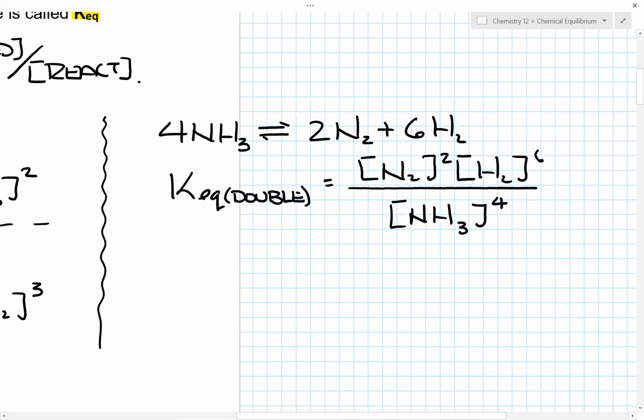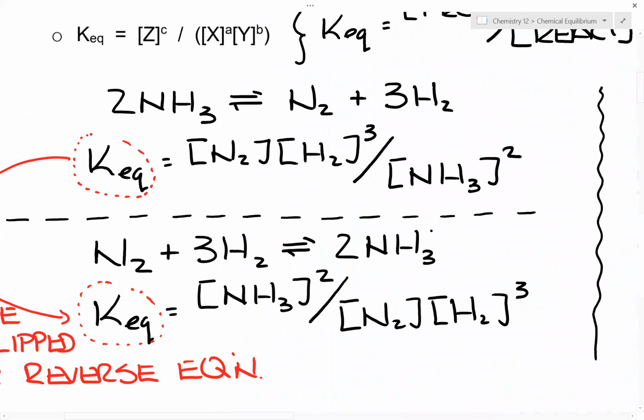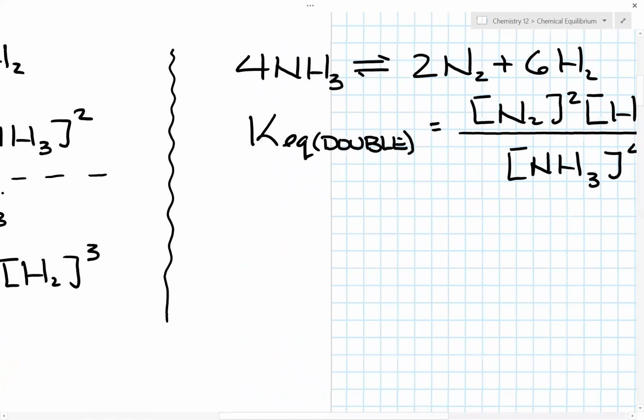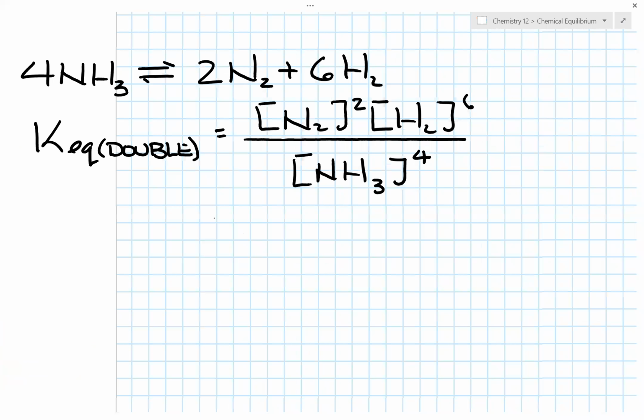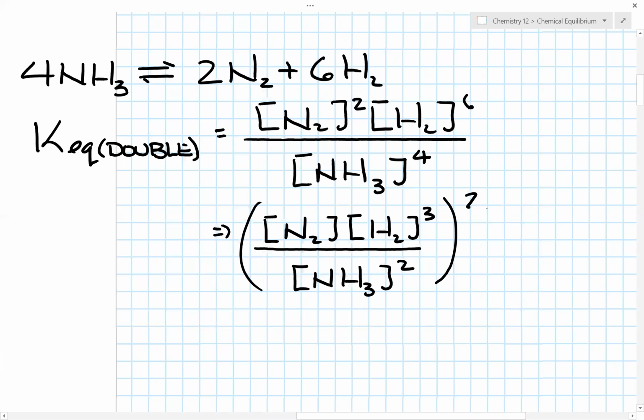Now, how does this equation relate back to the original equation here? So I'm going to say, can I rewrite this equation into N2, H2 cubed, all over NH3 squared? Can I do that?